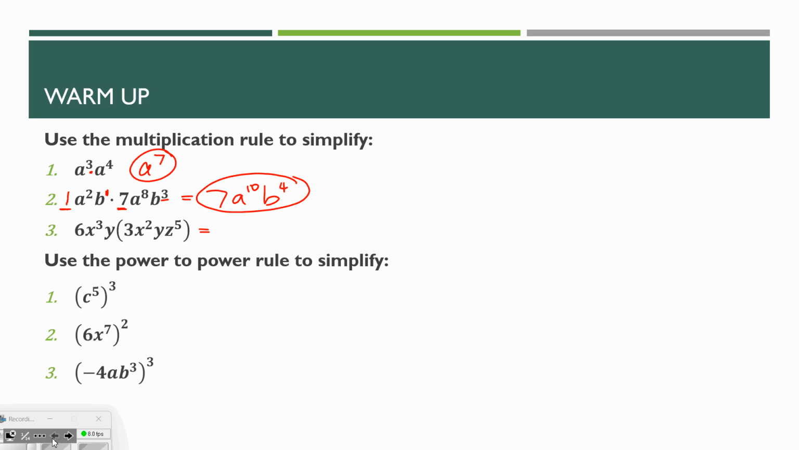Number 3, I'm going to multiply the coefficients. Again, my coefficients are 6 and 3, so 6 times 3 is 18. And then I'm going to look, how many x's do I have? I have 3 plus another 2, so x to the 5th. I have some y's. I have 2 total y's, right? Here's 1 y and here's 1 y. And then I have z to the 5th.